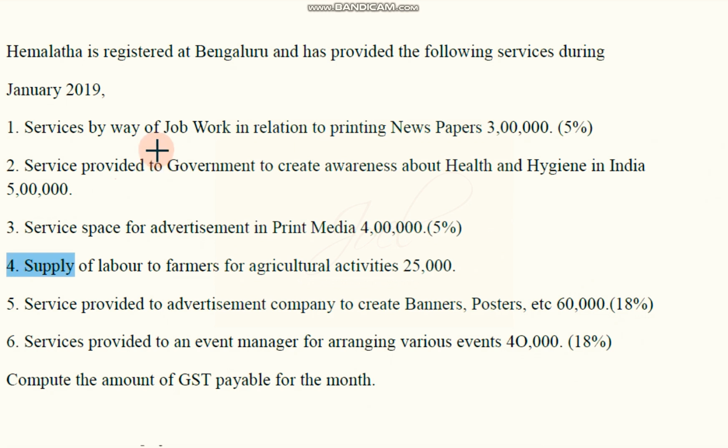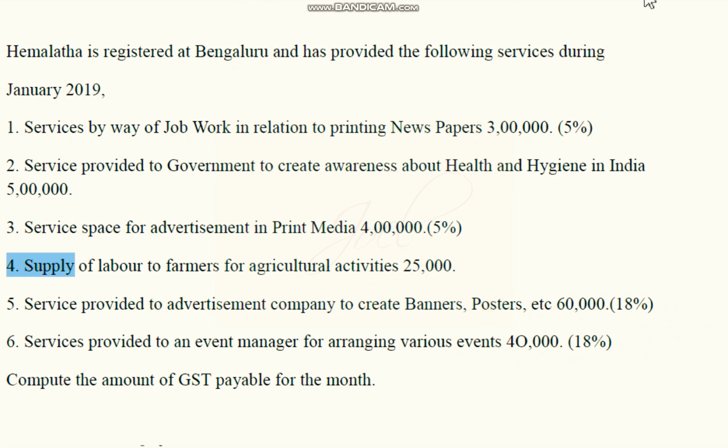So quickly we'll see it again. Here this is taxable, 3,000 into 5%, divide it equally into two portions. Next, services provided to the government is exempt. Advertisement print media is given, 40,000 into 5%, divide it equally into two portions. Labor to the farmers for agriculture activities is exempt. Next, advertisement company, this is taxable, 60,000 into 18%, you put it under two columns.